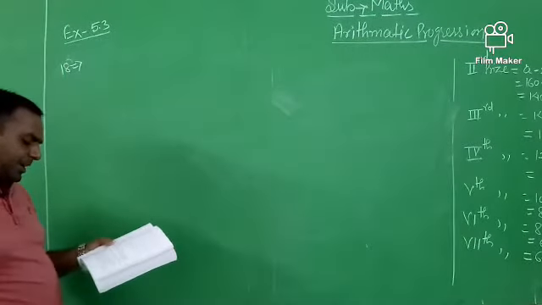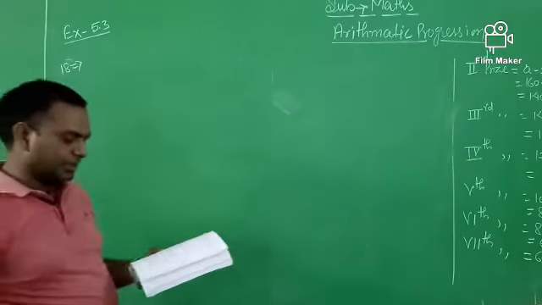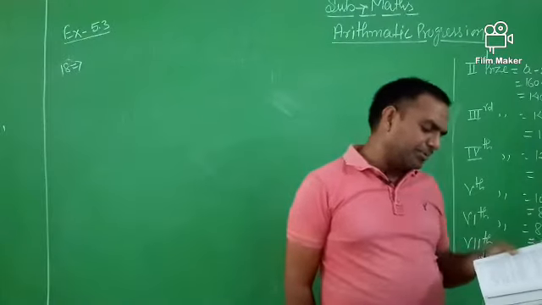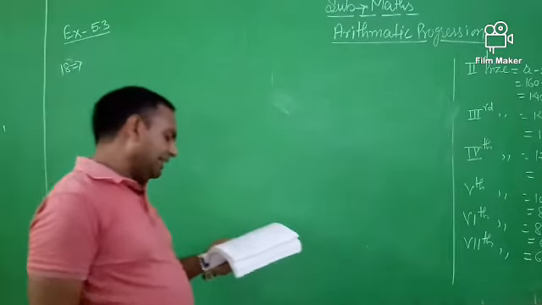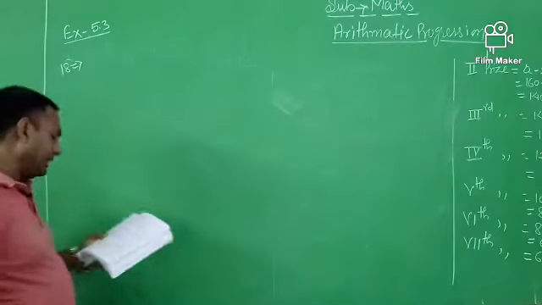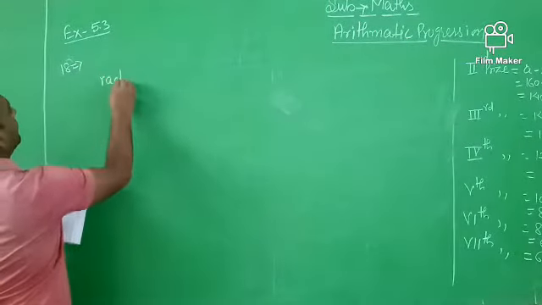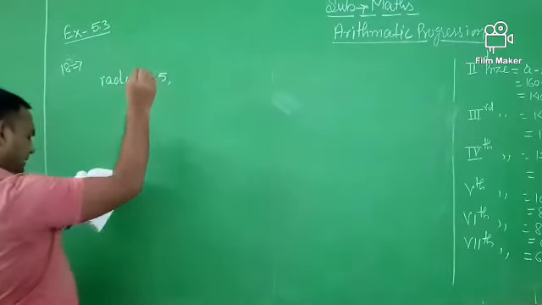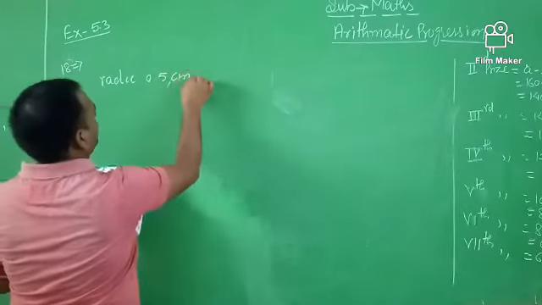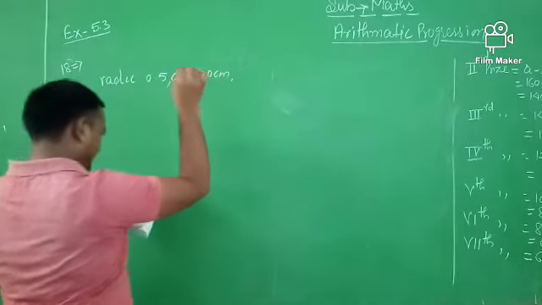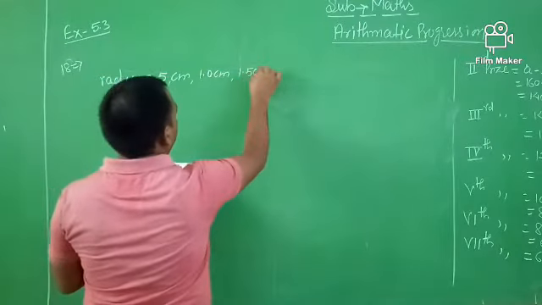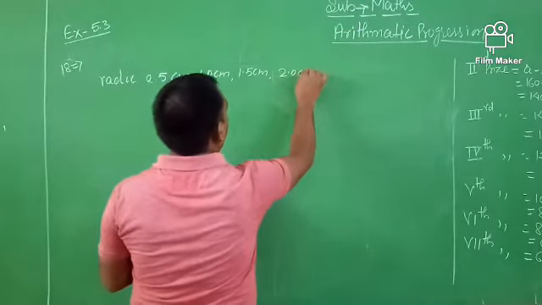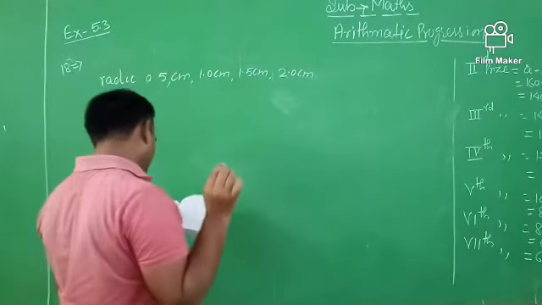a spiral is made up of successive semicircles with centers alternately A and B, starting from the center A, of radii 0.5 centimeter, then 1.0 centimeter, then 1.5 centimeter and then 2 centimeter, as shown.